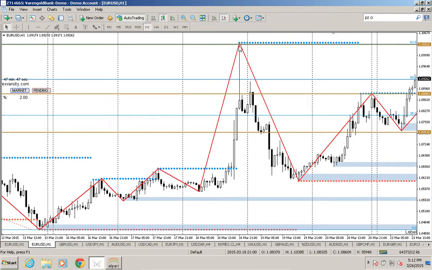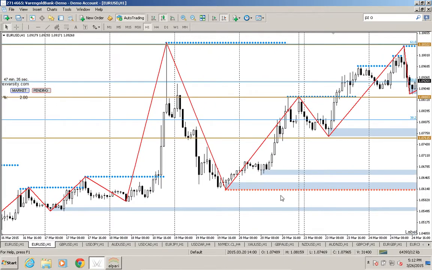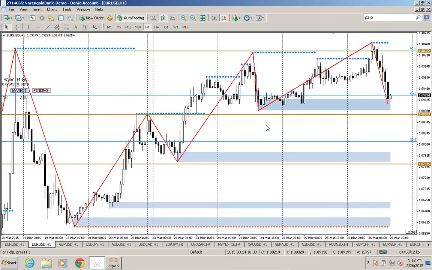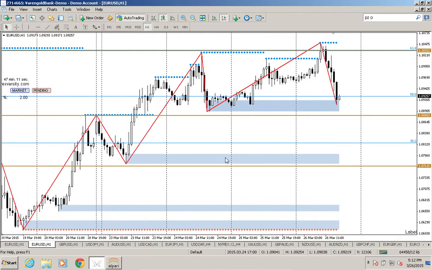Then we had a high again on the 18th of March and then again a low on the 19th of March. But that low again was higher than our previous low on the 18th of March. So we are still in an uptrend. Then we had a high again on Friday night on the 20th of March, and then we had a low on the 23rd of March. But that low again was higher than the previous low on the 19th of March, showing we are still in an uptrend. Then we had another high and another low, still higher than the previous low, and now we are in today.